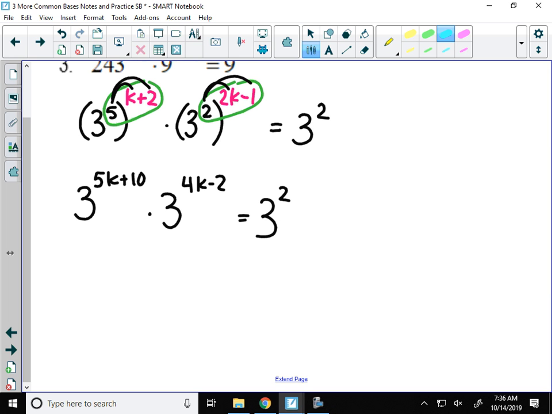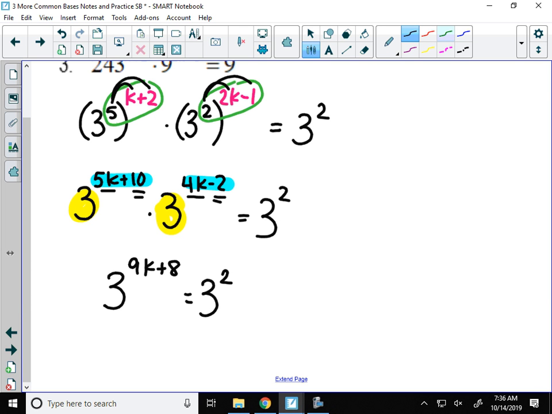All right, now both other problems, 1 and 2, had the same thing. I have the same base on the left, so I have to add their exponents. So be careful here. The base of 3 is the same. Now I have 5k plus 4k, which is 9k. 10 plus a negative 2 is 8. That's the exponent, equals 3 squared.